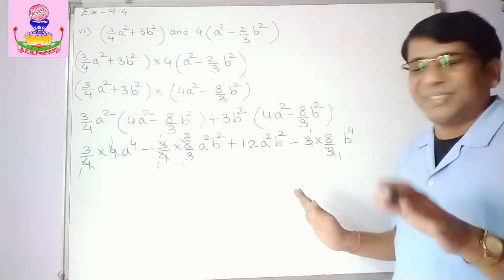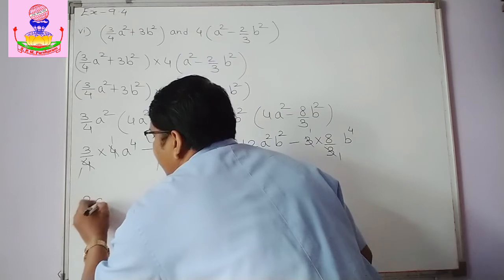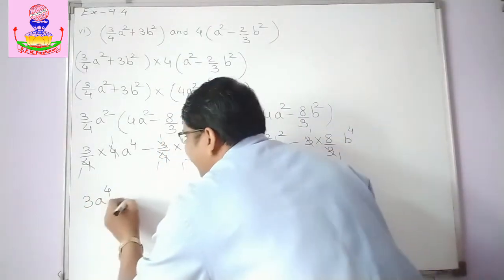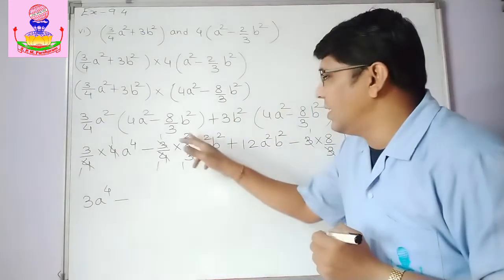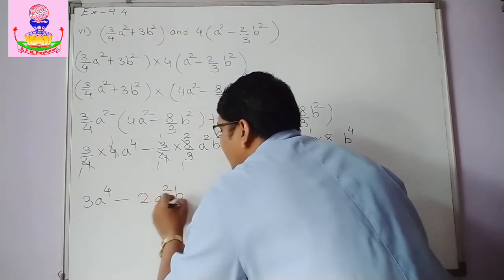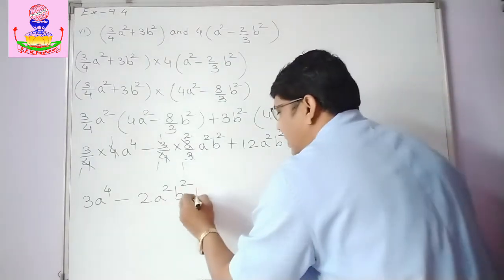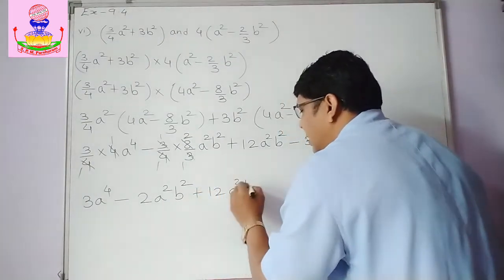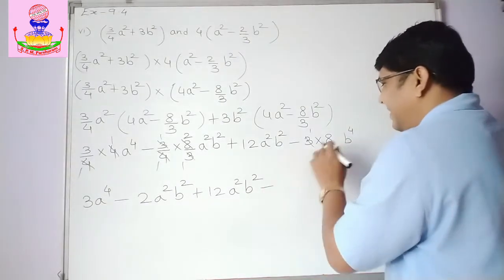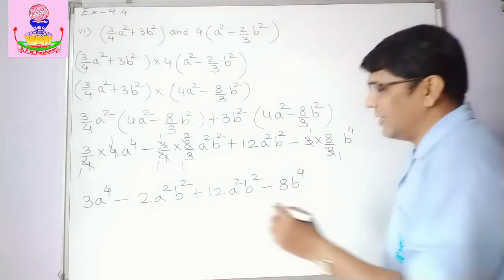और कोई है क्या? कोई नहीं. So now see here 3 1s are 3. तो क्या रह गया? 3a raised to 4. Right? Minus. अभी यहाँ पे कौन है? Only 2. 2 1s are 2. So 2a square b square. Okay, और यहाँ पे कौन है? Plus 12a square b square and minus 8 1s are 8, 8 b raised to 4.